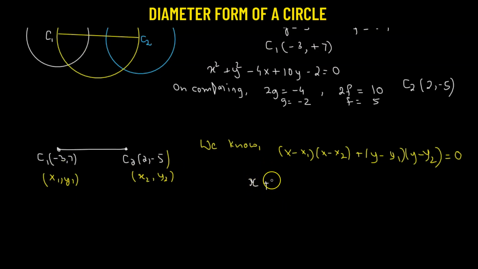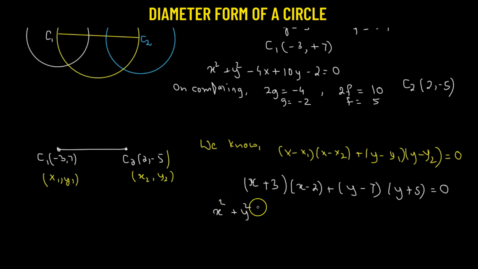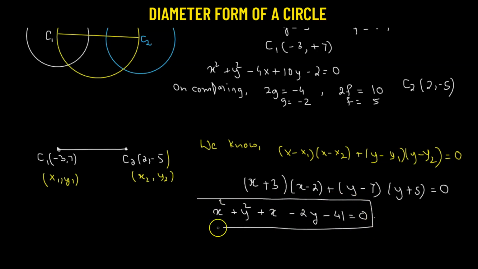In that case, we're going to get x minus x1. So x1 is negative 3, so we get x plus 3, multiplied by x minus x2. x2 is positive 2, so we have x minus 2. Added to y minus y1, where y1 is positive 7, and y minus y2, where y2 is negative 5, so we get y plus 5 equals 0. So this is going to be the equation of the circle, and if we want, we can further expand it, and this is going to give us x squared plus y squared plus x minus 2y minus 41 equals 0, and this is going to be the equation of the circle.